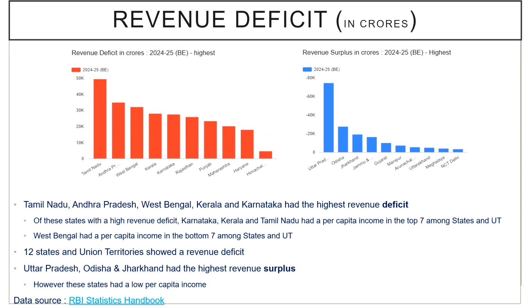Revenue deficit in crores. Tamil Nadu, Andhra Pradesh, West Bengal, Kerala, and Karnataka had the highest revenue deficit. Of these states with a high revenue deficit, Karnataka, Kerala, and Tamil Nadu had a per capita income in the top 7 among states and UTs. West Bengal had a per capita income in the bottom 7 among states and UTs. 12 states and union territories showed a revenue deficit. Uttar Pradesh, Odisha, and Jharkhand had the highest revenue surplus. However, these states had a low per capita income.